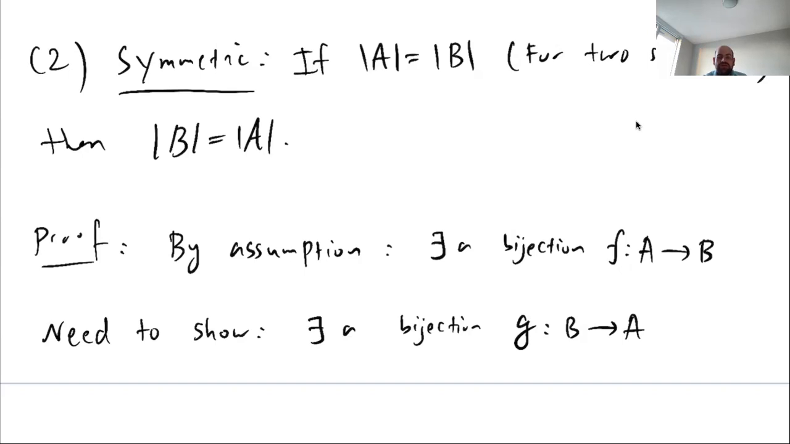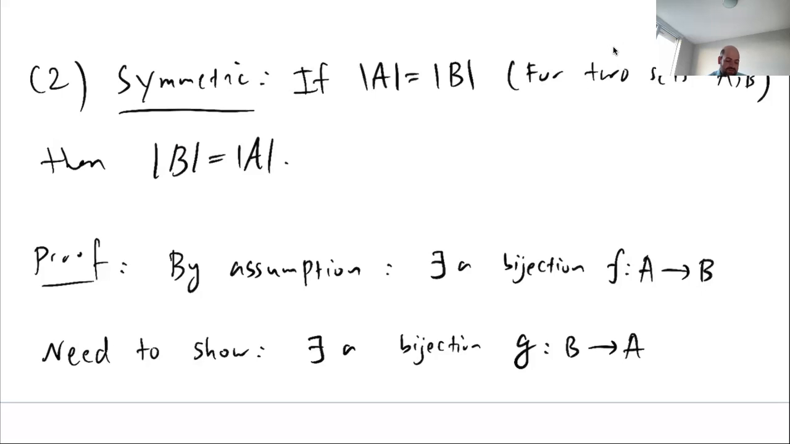We can define G as F inverse. First of all, the inverse function for F exists, because F is 1-to-1. Why is it 1-to-1? Because F is a bijection, and bijection means 1-to-1 and onto. All right, so F is invertible.